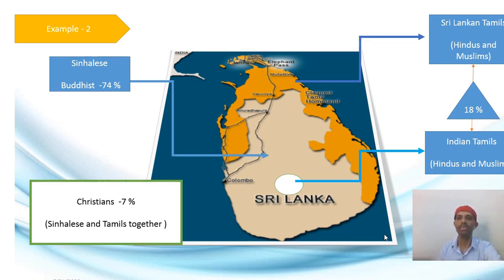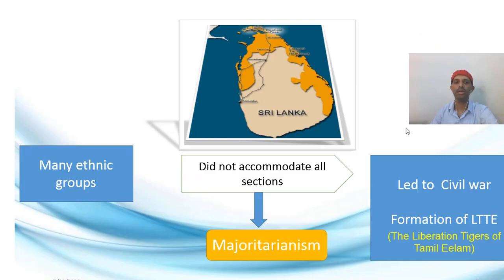So Sri Lankan Tamils and Indian Tamils together constitute around 18% of the Sri Lankan population. And the majority population is Sinhalese, 74%. And we also have 7% Christians. When you say Christians, they are from both Sinhalese and Tamil speaking people. So this is the ethnic composition of Sri Lanka. Diversity like Belgium. But what happened here is that in Sri Lanka, having many ethnic groups, the majority community, Sinhalese, did not go for accommodation of all the sections.